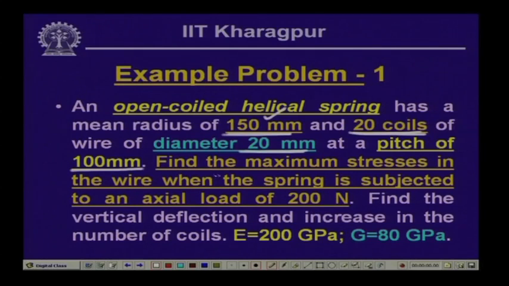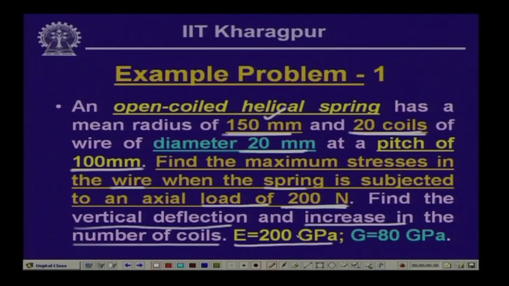So, you will have to find out the maximum stresses in the wire when the spring is subjected to an axial load of 200 Newton. Also, you will have to find the vertical deflection and increase in the number of coils. The value of E is given as 200 gigapascal and the value of G, the shear modulus, as 80 gigapascal.